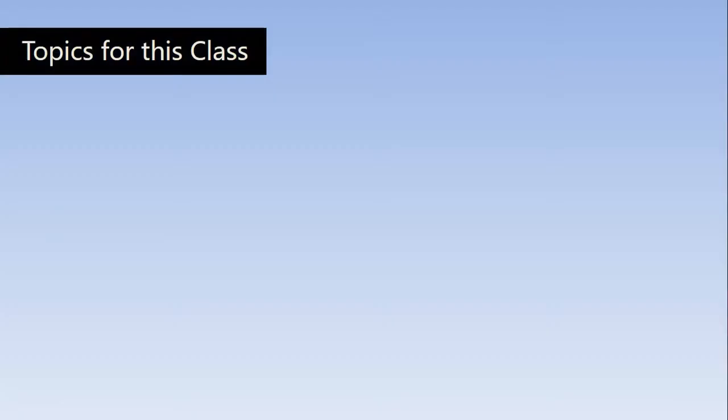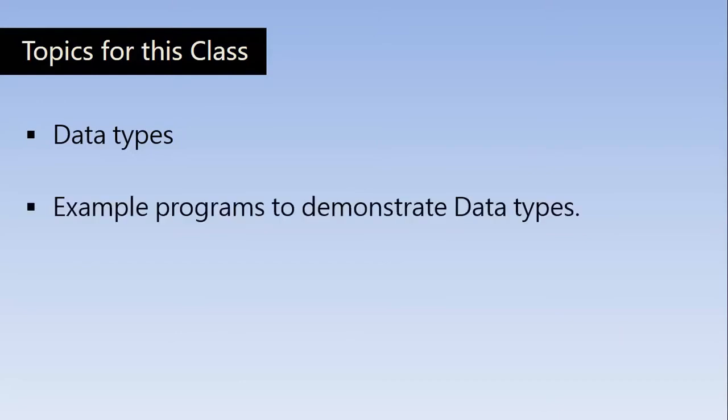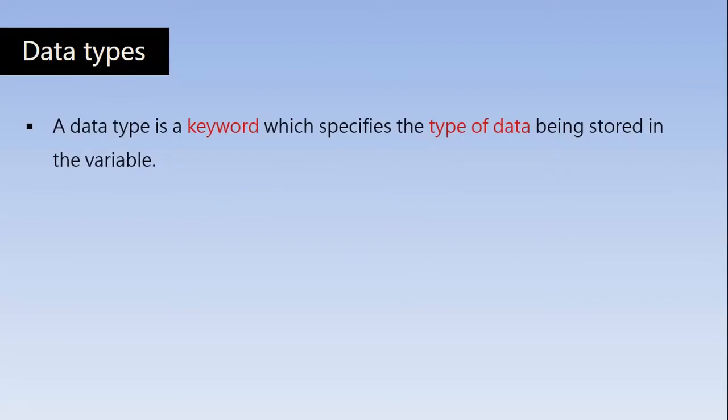So friends, in this class we will be learning the data types that we use in C program, and we'll practice some example programs to demonstrate those data types. So first we'll understand what are data types. A data type is a keyword which specifies the type of data being stored in the variable.